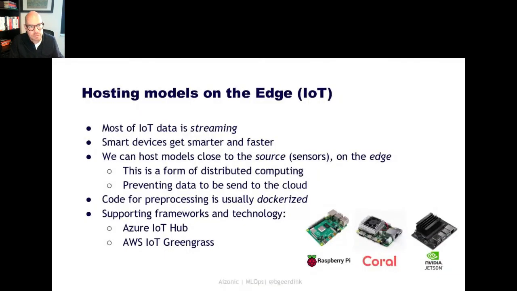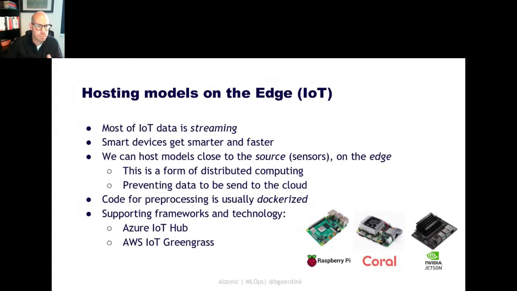Another topic that might be interesting is hosting your models on the edge, which is becoming more common at the moment. Because the devices that we can use in IoT, in the Internet of Things, are becoming much smarter, bigger, faster, and more powerful, there's no longer a need to send data from your edge device to the cloud and back to get, for example, a prediction. You can perfectly host your models on the device itself.